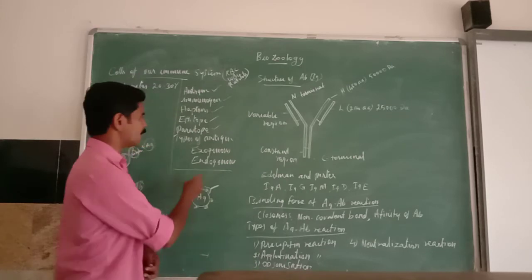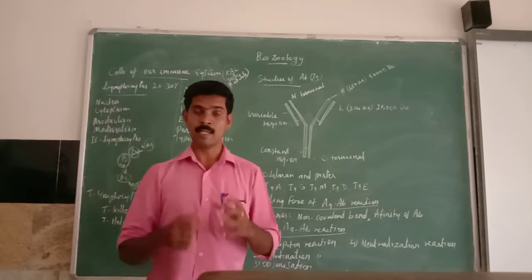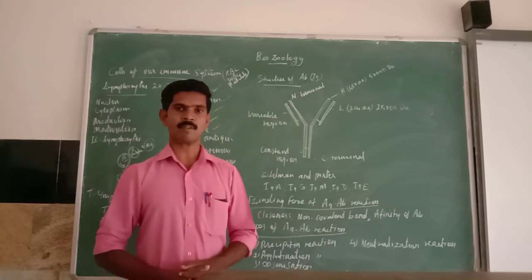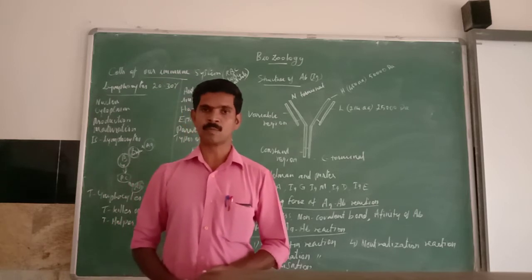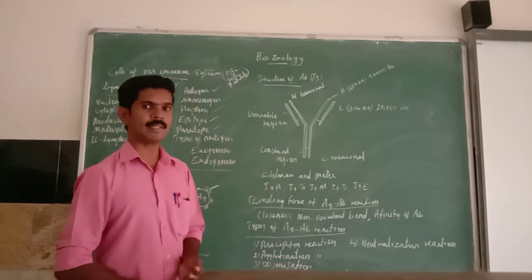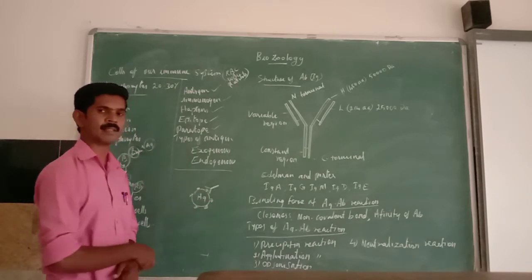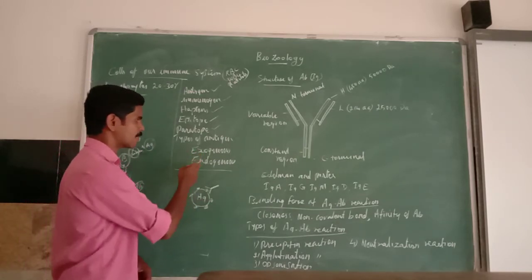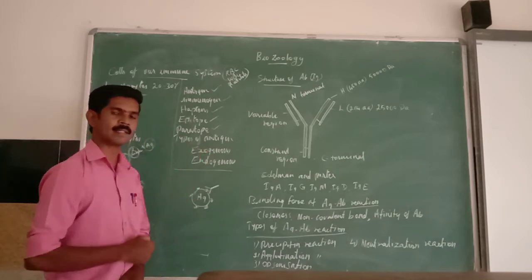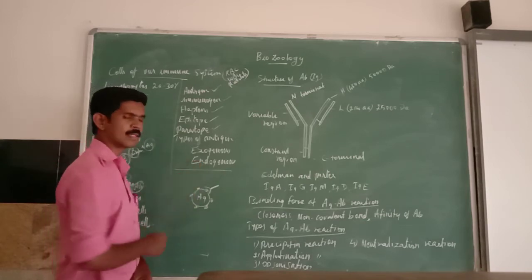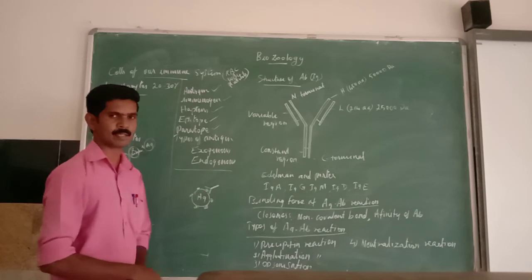Then the next one is endogenous antigen. The antigen which is produced inside our body is called endogenous antigen. Example: blood group antigen is the example for the endogenous antigen. Understand, my dear students? So this is a 2 mark question: types of antigen. There are 2 types of antigens: exogenous and endogenous. Exogenous means antigen entering the body from outside. Endogenous antigen means antigens formed inside the body.